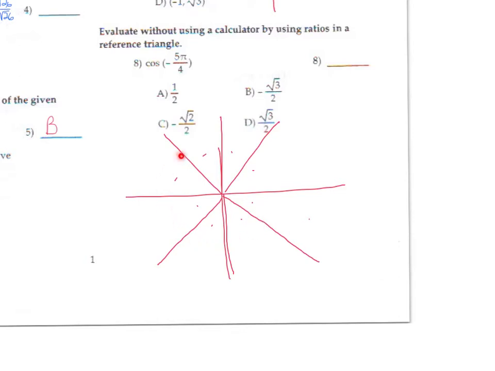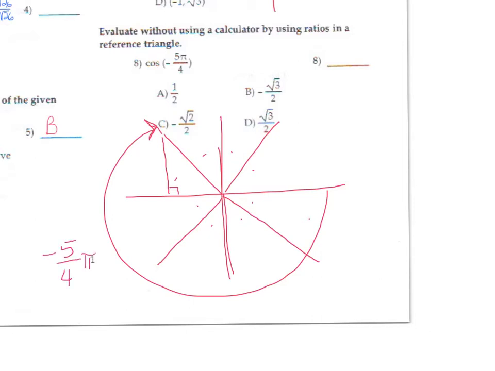Okay, so this would be the angle that is negative 5 4s: negative 1, negative 2, negative 3, negative 4, negative 5. So this is it. So I get that terminal side, and from the 0 to here, this is negative 5 4 pi's. And then they want the cosine value for that. So what I'm going to do, the reference angle is 45. So this is 1, 1, and square root of 2.